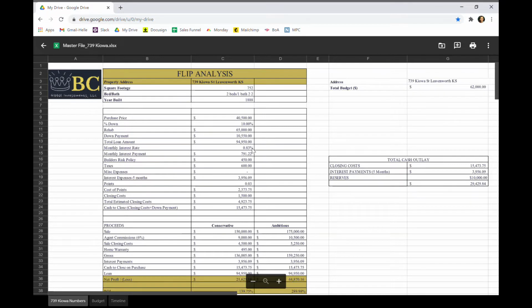This particular loan is, like I said, 10% down. It's going to be 3 points and then also going to be 10% annualized. So that comes out to 0.83% per month. So that's where that number comes from. And this next number, $791.22, that's going to be the monthly interest payment.